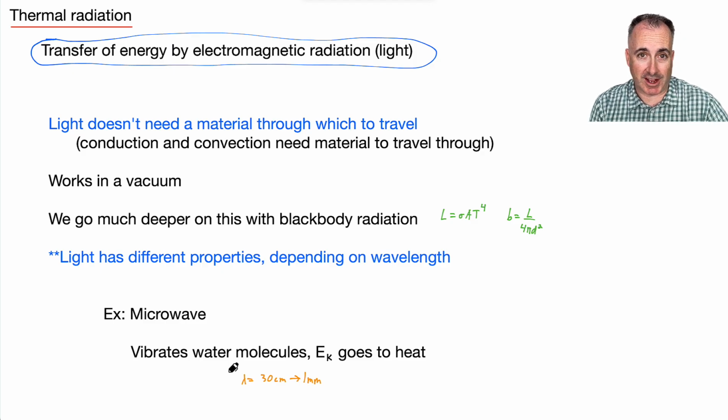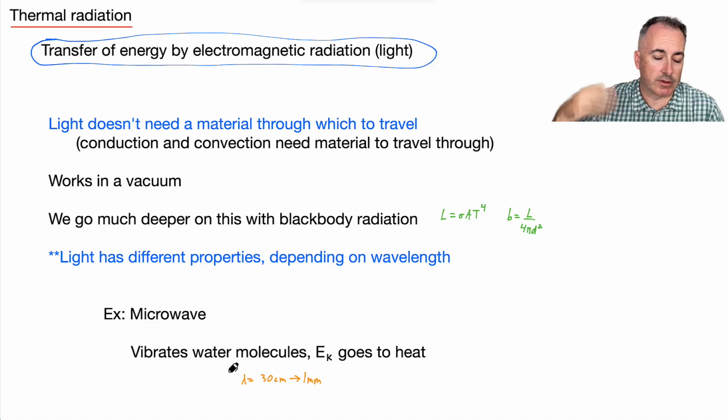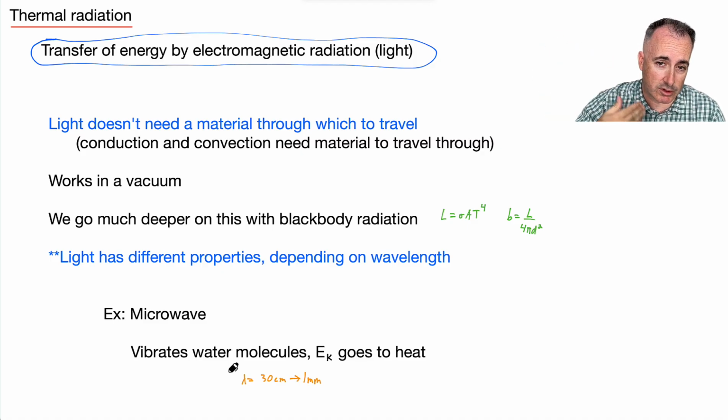Now, not all colors of light do that. Different colors of light do other things, like X-rays, for example, are useful because they go through our soft tissue, but they don't go through bones. So we use that to take pictures of bones. All sorts of examples of different light. But just so you know, at least thermal radiation is when light is used to transfer energy.